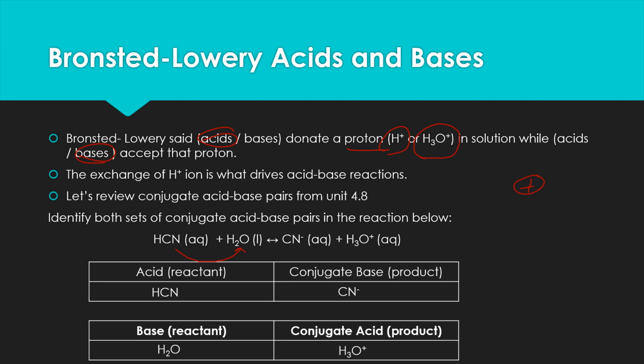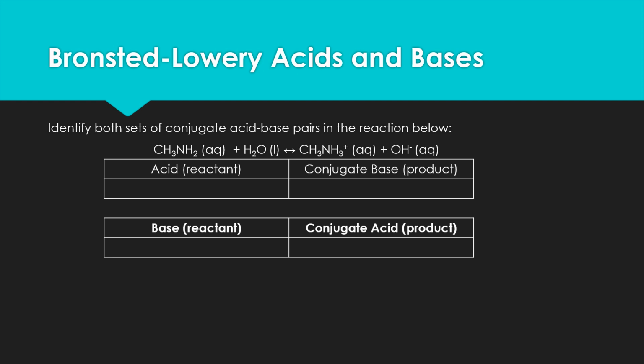So let's take a look at another example here. We're identifying the sets of conjugate acid-base pairs in the reaction. So just like our last one, I like to look at my reaction and see where is that hydrogen going, right? Where is it starting? Where is it going? We can see on the left side, both chemicals have hydrogens in them. We can see on the right side, we get CH3NH3+, that has an extra hydrogen. And then we have OH-, so that lost a hydrogen. So the chemical that lost the hydrogen must be the water.